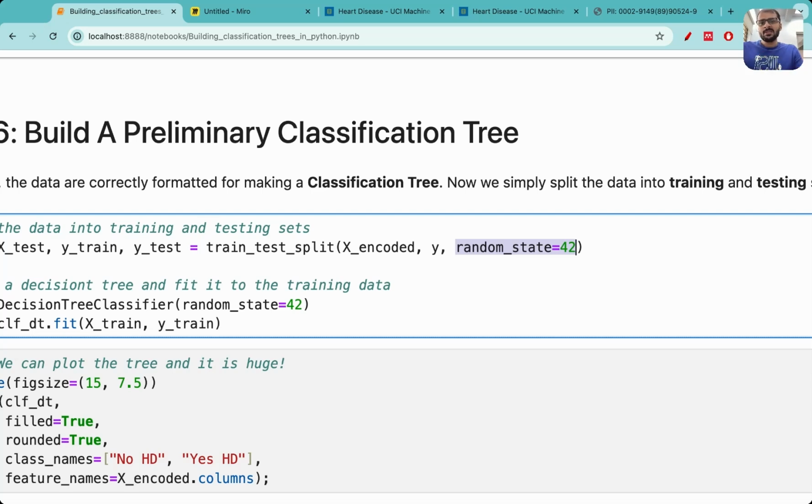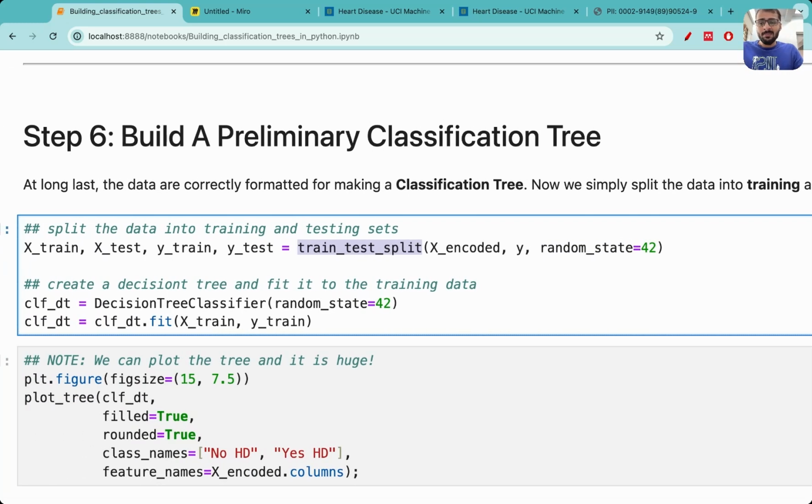So here you might be thinking, what about the ratio? Where is the ratio mentioned here? Here we are going ahead with the default ratio. If you don't mention anything for the split ratio, scikit-learn's train_test_split automatically assumes a 70-30 ratio. So 70% of the data will be in X_train and y_train, and the remaining 30% of the data will be in X_test and y_test.